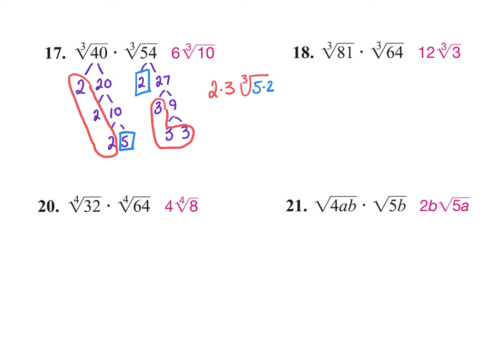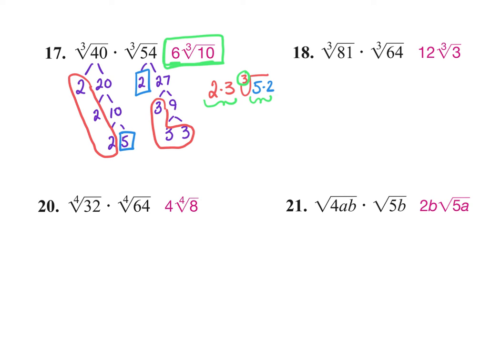All right. And so remember, everything that's on the outside multiplies together. 2 times 3 gives us that 6. 5 times 2 gives us that 10. And don't forget that you want to put the index there. So your answer is 6 cubed root of 10.